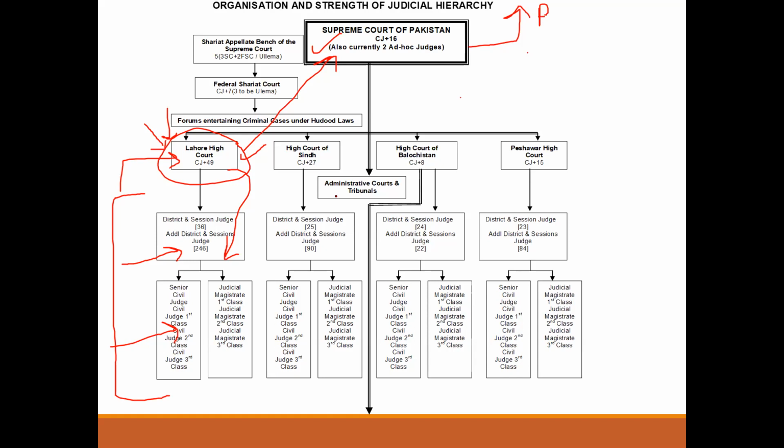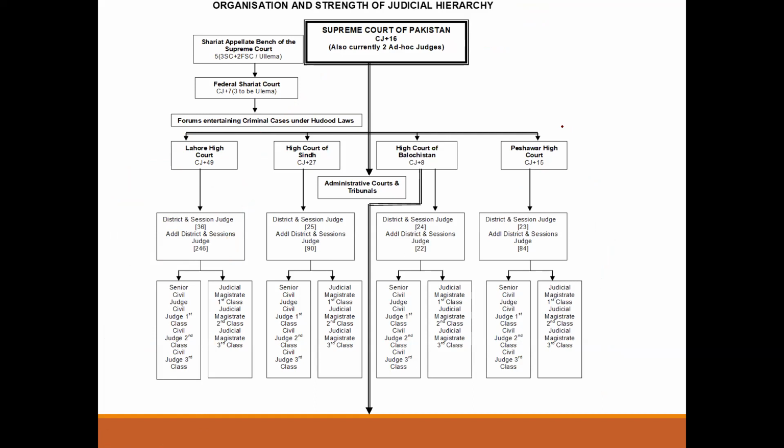So this is the system. Now, in simple words, these two courts are known as the trial courts because usually trial is taking place in these courts. And these two levels of courts are known as the appellate courts, which comes from the appeal.